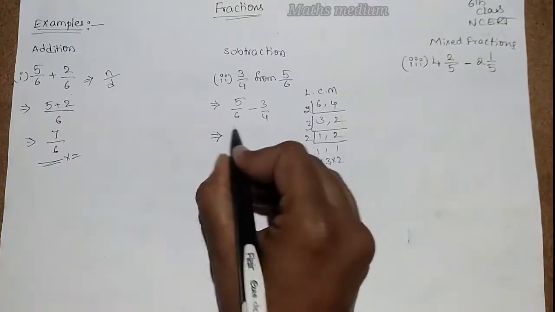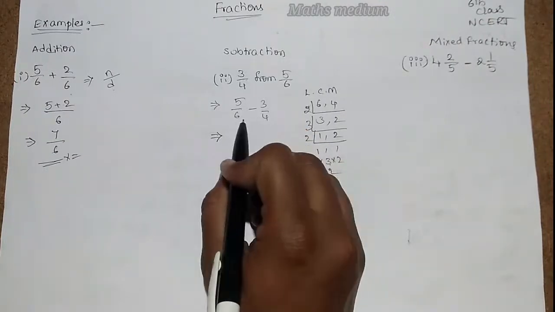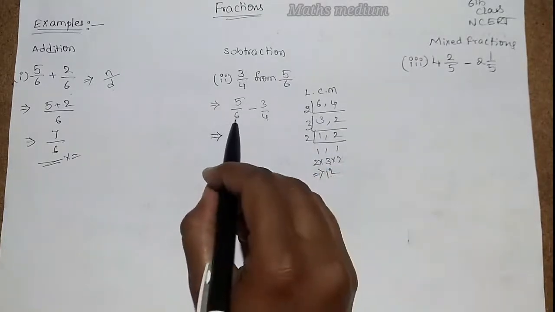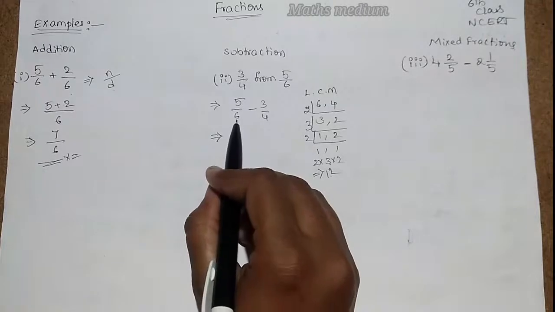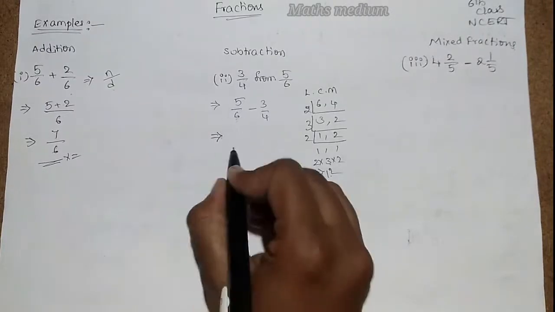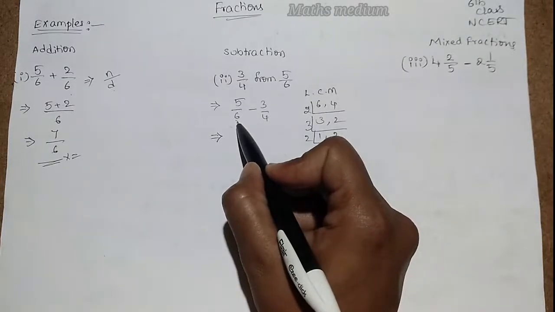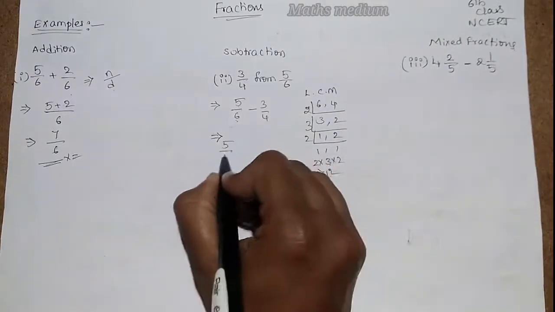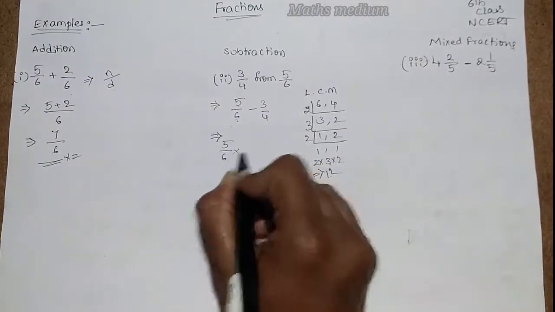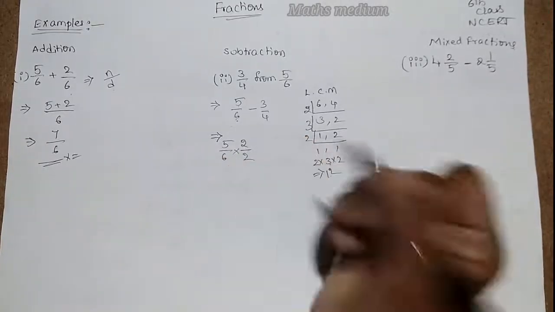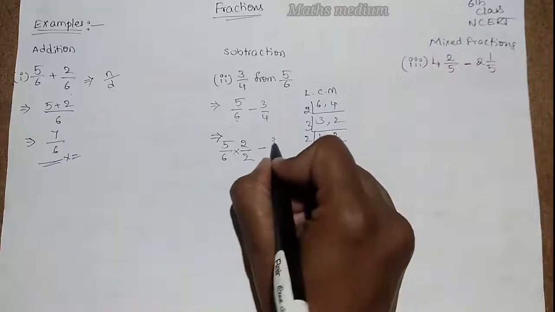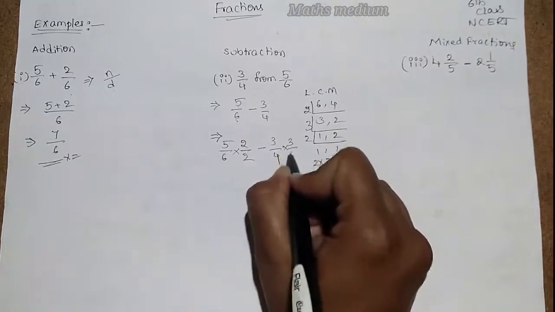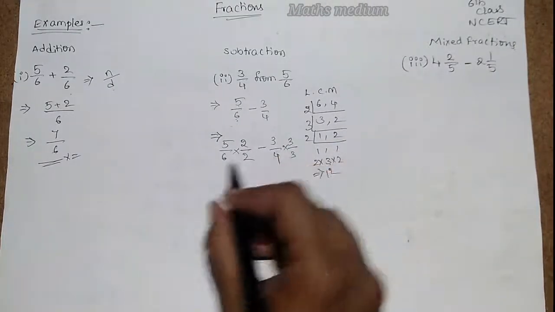Here the denominators are different. How many times does 6 go into 12? 2 times. So in order to get this denominator as 12, we multiply 6 by 2, and we need to multiply the numerator by that number too. For example, see here 5 by 6: to get 12 we multiply by 2, similarly on the numerator. Next, 3 by 4: to get 12, we multiply both numerator and denominator by 3, because 4 3s are 12.